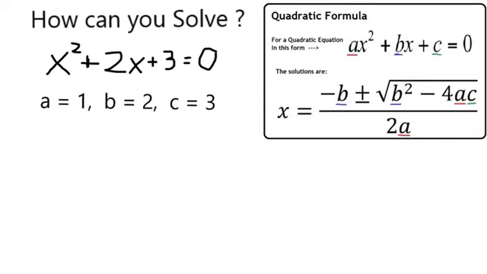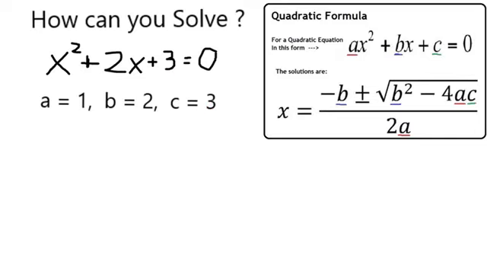So comparing this to the generalized form, we don't have a coefficient for the x squared, which means that the a term is simply 1. The b term is the coefficient for x, so that's 2, and the c term is the constant term. In this case, it's 3.